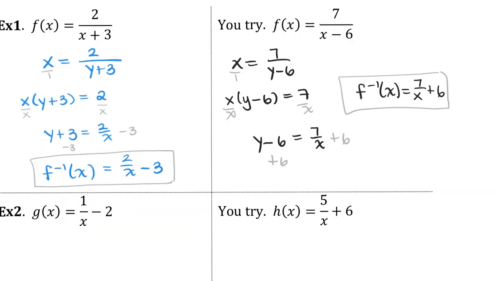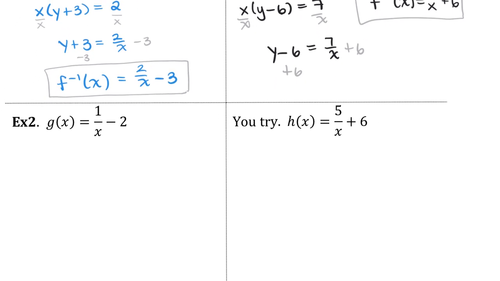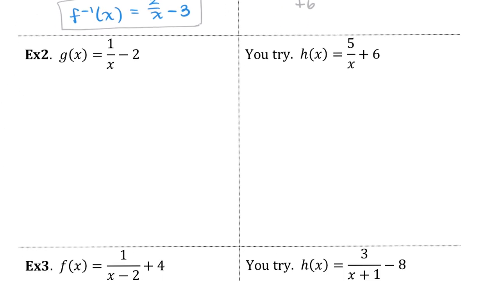Okay, so hopefully you found that f inverse of x is equal to 7 over x plus 6. Okay, let's look at example 2. It says g of x equals 1 over x minus 2. The most important step is the first step. We change the x to y and y to x. So now it's x equals 1 over y minus 2.